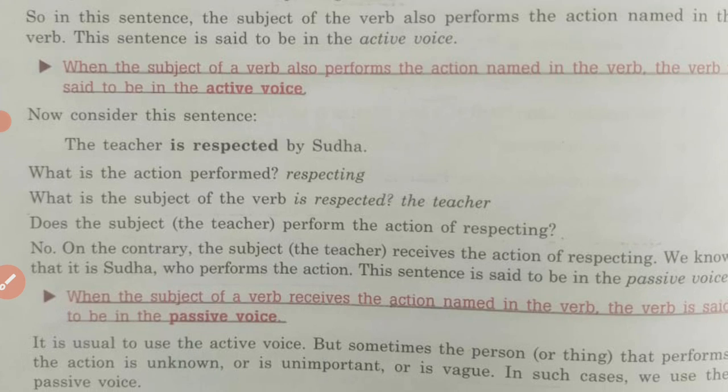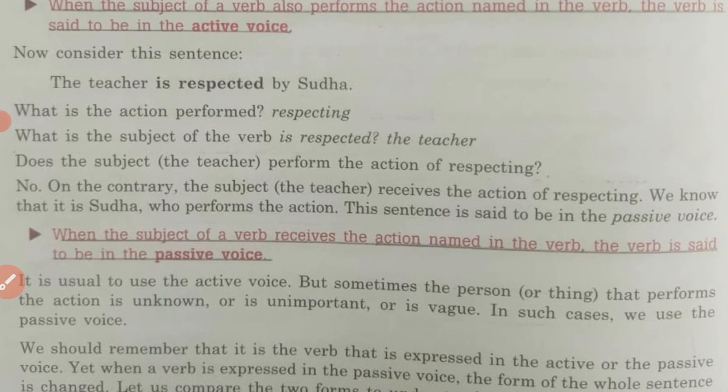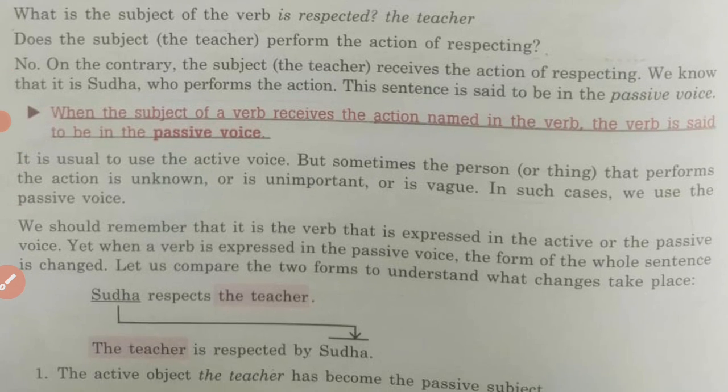Now, let us see this sentence. The teacher is respected by Sudha. Here, the subject of a verb is receiving the action named in the verb. The verb is said to be in the passive voice. Now, the same person, Sudha, is receiving the action. She has become the object and the teacher has become the subject. So, Sudha has taken the place of the object and the teacher has taken the place of the subject. Now, this verb is in the passive voice.